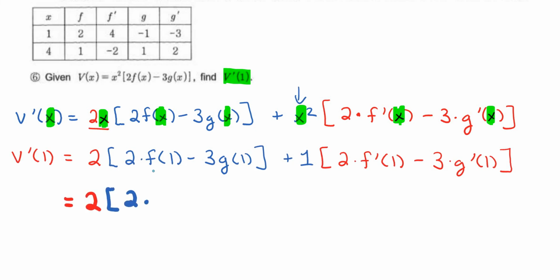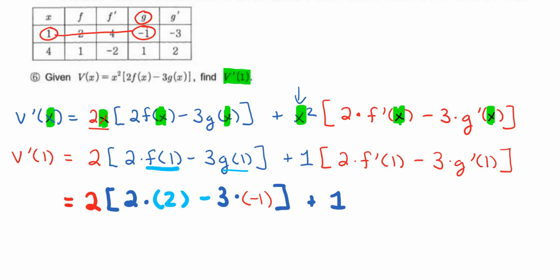So this will be 2, bracket, 2 times. Now what's f of 1? F of 1 here is going to be 2, so 2 times 2 minus 3 times g of 1. Now what's g of 1? Here's g, and here's g of 1, so g of 1 is going to be negative 1, right? So 3 times negative 1. Then I'll close that bracket off, plus 1 times, all right, this will be 2 times.